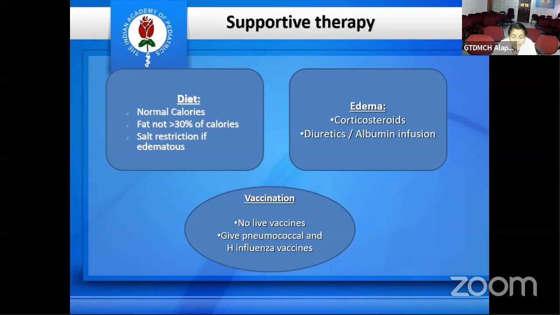Vaccination. No live vaccines are given during steroid therapy or during the nephrotic syndrome state because it is an immunosuppressive state, which can flare up the infection. You can give pneumococcal and H influenzae vaccine when the child is in relapse.